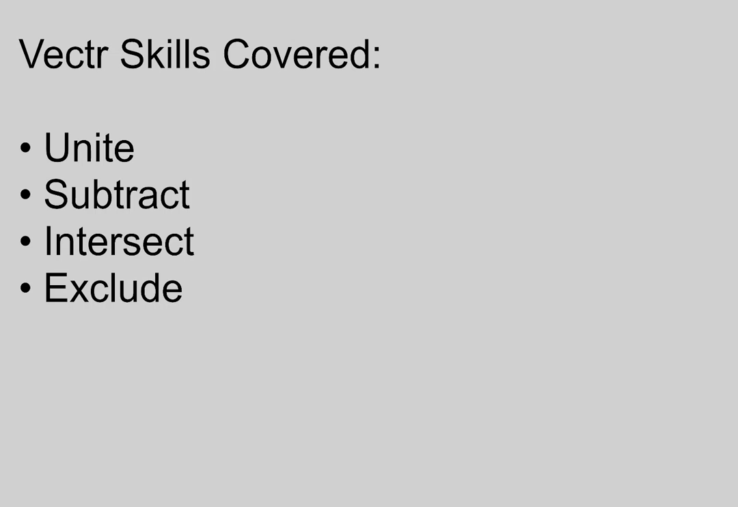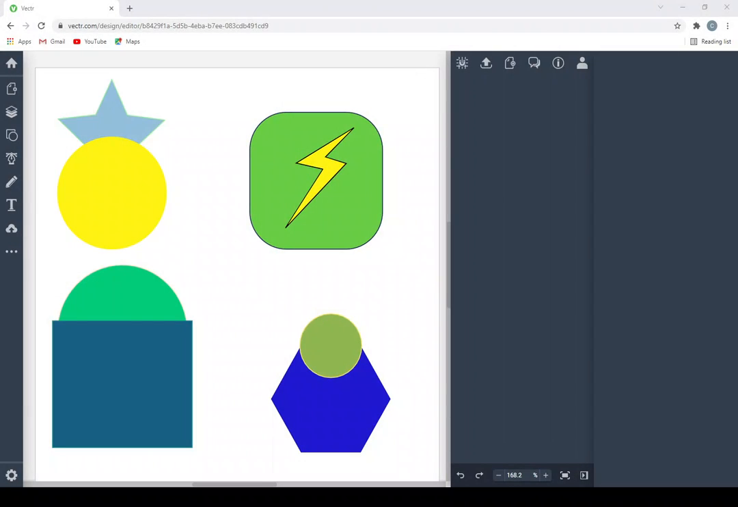Okay, so in this video we're going to be looking at the unite, subtract, intersect and exclude features in Vectr. In order to use these features you need to have two shapes selected.